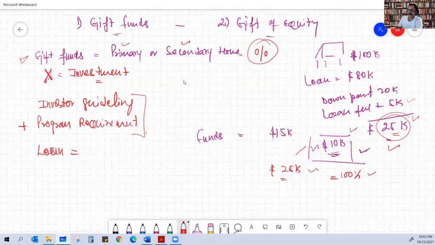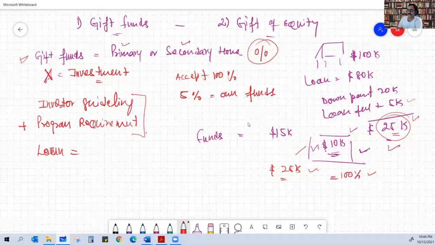There are some programs where Fannie Mae or any other investor might accept 100% gift funds towards the down payment and towards the closing cost. But there are a few programs where the borrower might need to pay at least 5% from their own pocket, from their own funds.